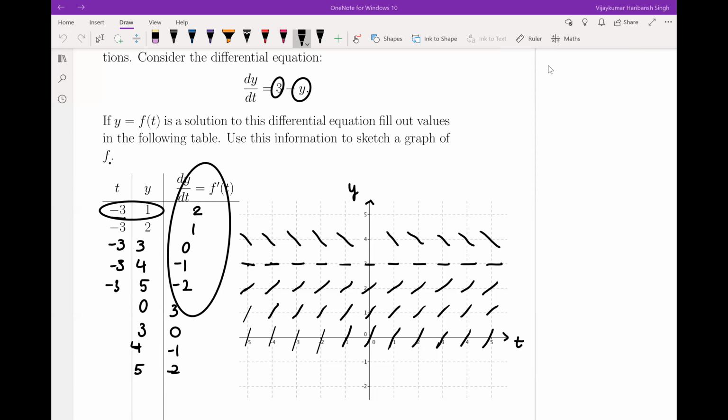So first of all, this line here is called the equilibrium. Now, if you want to find a solution, you just trace along one of the direction fields, and you will get one solution, right? Another solution is here.